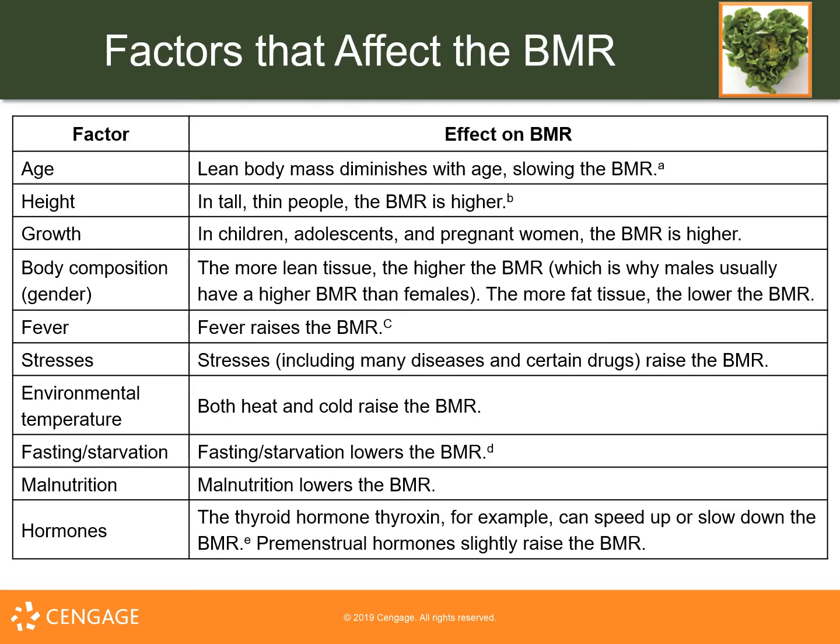Factors that affect the BMR. I won't read each of these to you, but some highlights are things like age. So lean body mass diminishes with age, which ends up slowing the BMR. Height, in tall, thin people, the BMR tends to be higher. And then growth. In children, adolescents, and pregnant women, the BMR is higher.